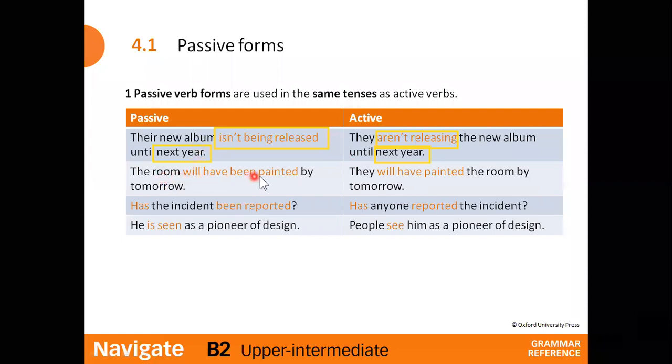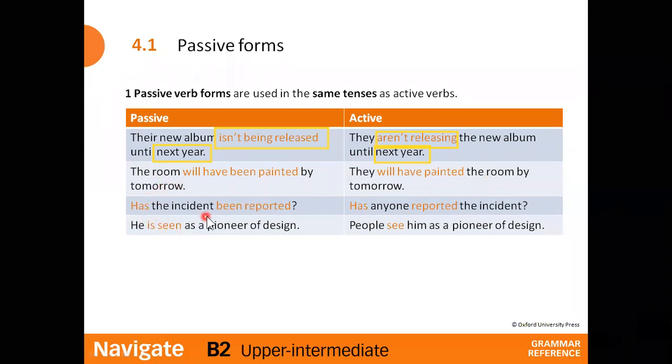The room will have been painted by tomorrow. "By tomorrow" is a keyword of future perfect simple. This is future perfect simple. They will have painted the room by tomorrow. "By tomorrow" again, and "will have painted" is future perfect simple. "The room" is the object here, and "the room" is the subject here.